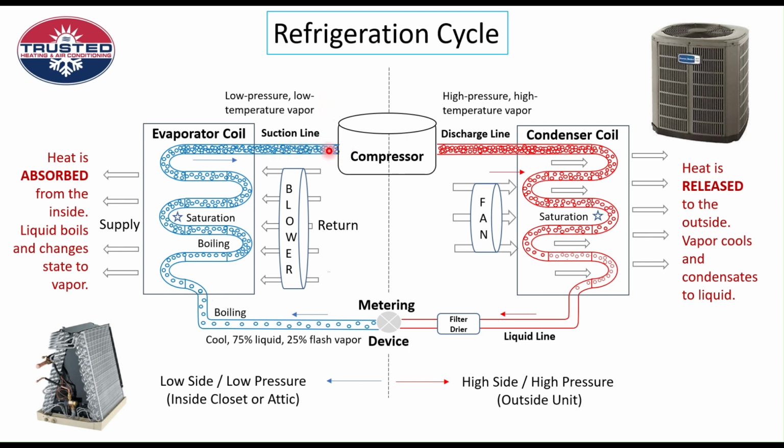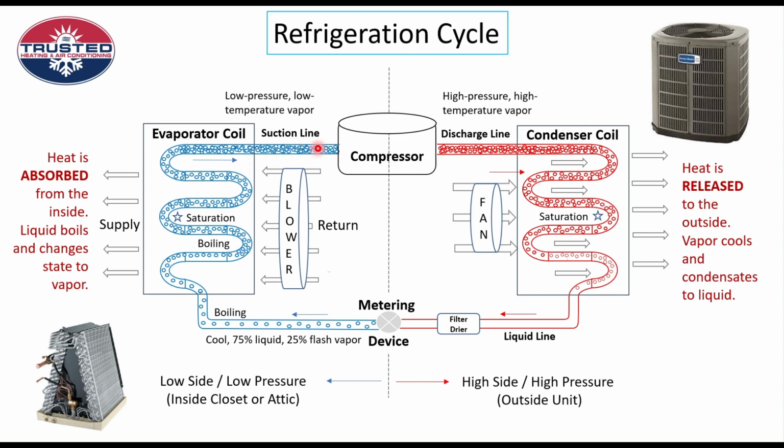So it comes into the compressor, which sits in the condensing unit or the condenser, which is outside. And if you look on the back or on the side of this unit, you would see a large copper pipe and a smaller copper pipe. The larger one is the suction line.